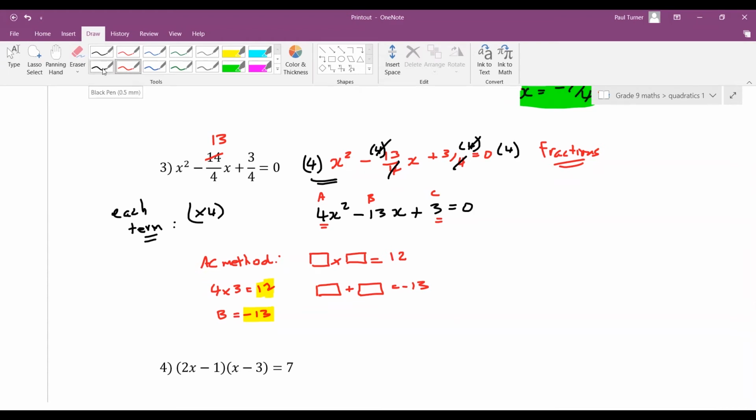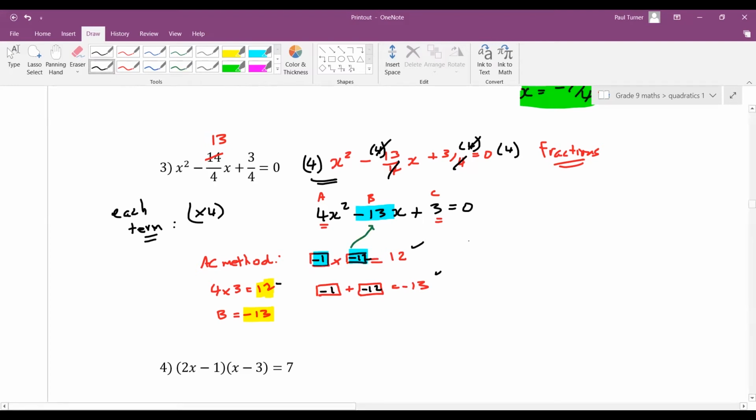Let's just see which order I've done things. Okay, so minus 1, minus 12. So minus 1 times minus 12 is 12. Minus 1 plus minus 12 is minus 13. So these are your two numbers that you need, minus 1 and minus 12. And remember, we're using those two numbers to change this middle term here.